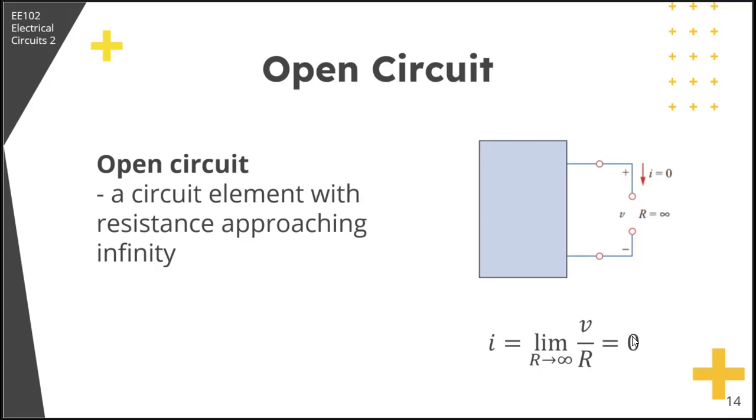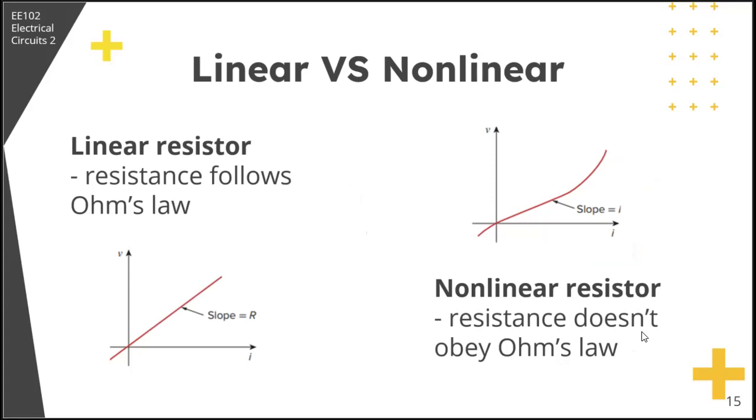If I is equal to V over R and R approaches infinity, then if you are to take the limit of V over R as R approaches infinity, then we'll have I equal to 0. So this means that for an open circuit, the current is 0, though the voltage could be anything. It's also worthy to note that not all resistors obey Ohm's law. A resistor that obeys Ohm's law is known as linear resistor, while the opposite is the nonlinear resistor, as shown in their respective voltage current plots.